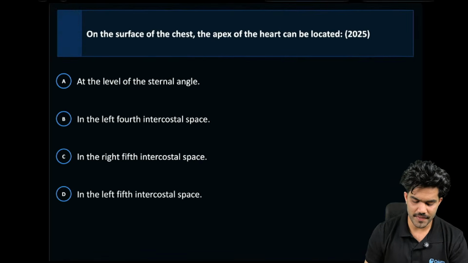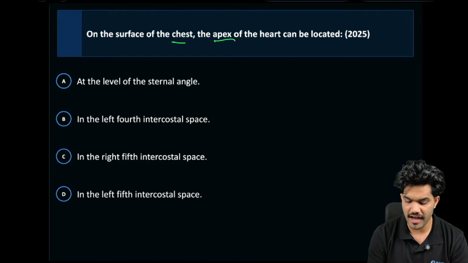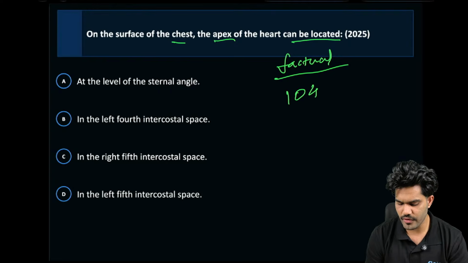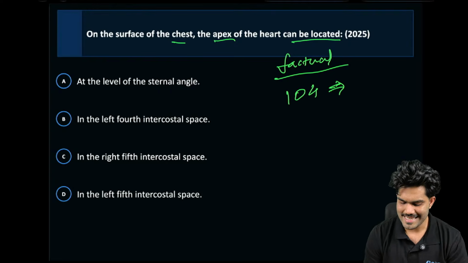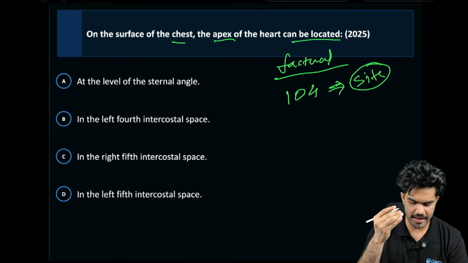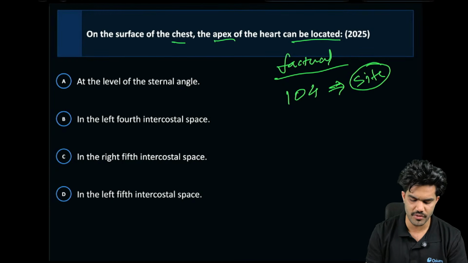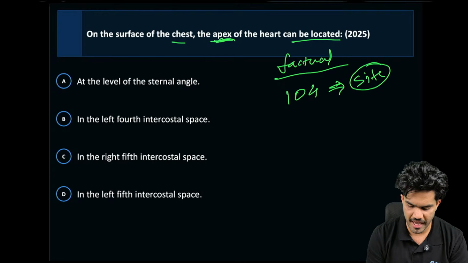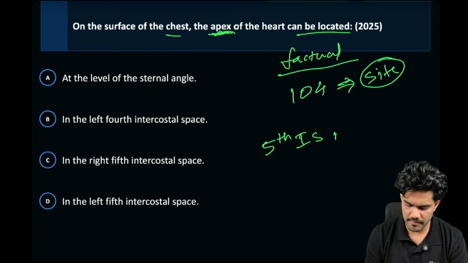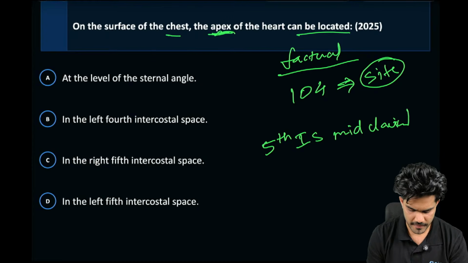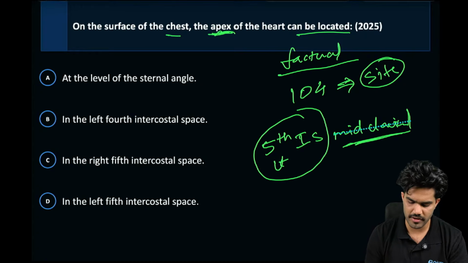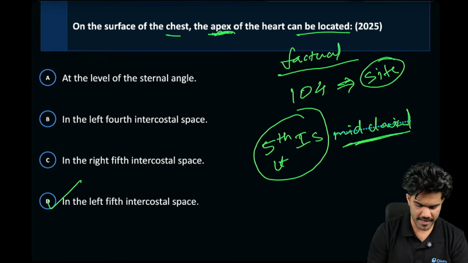On the surface of the chest, the apex of the heart is located. See, factual question. I told you, module 104 means very important. The sites and positions, like intercostal spaces, these things you have to remember. So what is the position of the apex? We all know: fifth intercostal space, mid clavicular line. So the answer will be D.